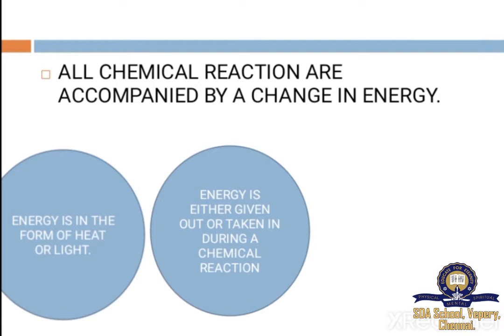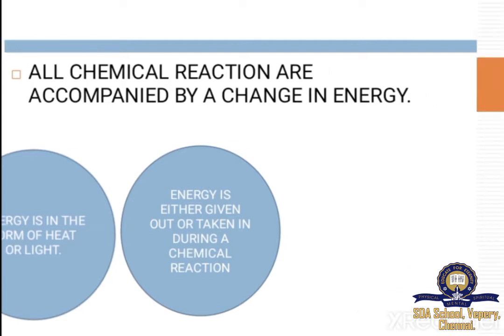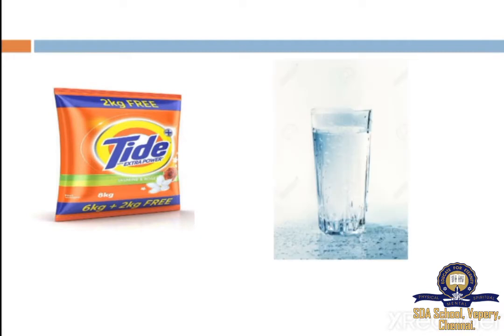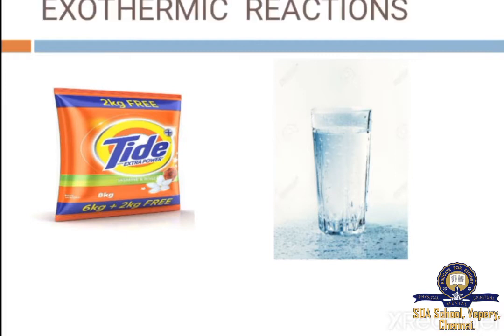Now, let's take a deeper look into this change in energy during a chemical reaction. For instance, take any powder detergent and a glass of water. Now add 1 or 2 spoons of detergent to water and mix it. Now touch the glass and feel the changes. You will feel heat on the walls of the glass, which means the energy in the form of heat is given out. Right? This type of reaction is called exothermic reaction.